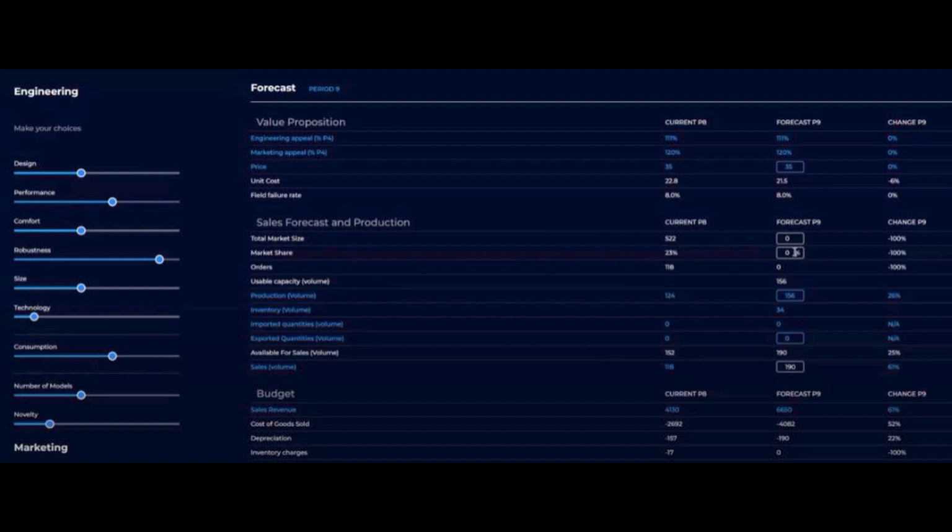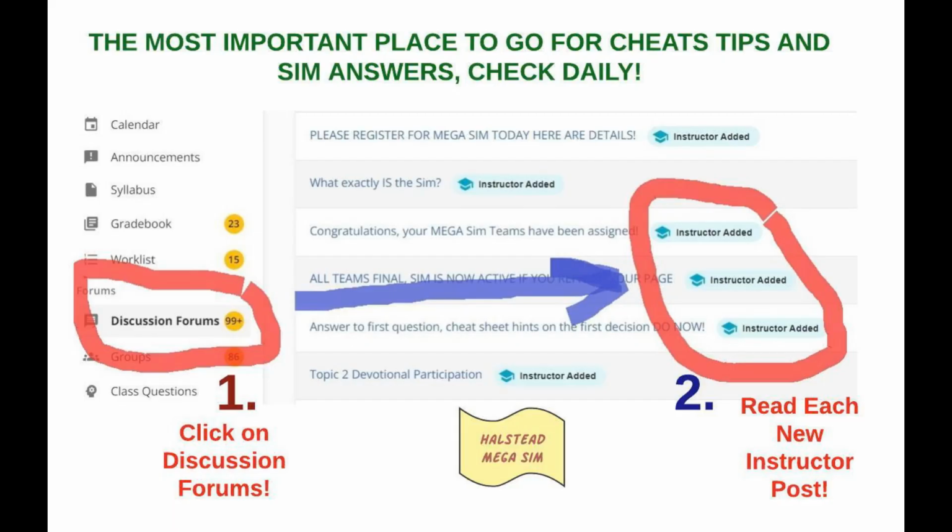How do you get those to change? This is the engineering slider. On the left, you change those sliders. They cannot be at 0. They have to be at 1. They go between 1 and 10. And then you'll see the financial results on the right of the investment you're making in each car line.